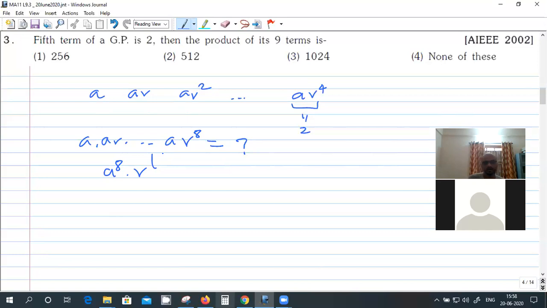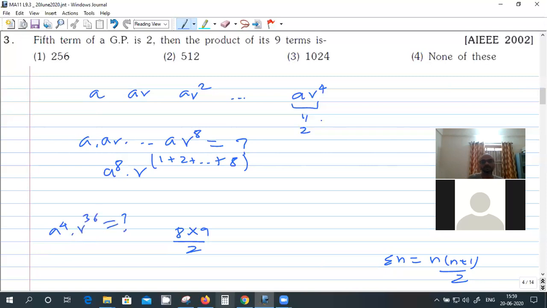You have to add the powers, right? 1 plus 2 plus 3 and so on up to 8, so that is 8 into 9 by 2, that is 8 into n plus 1 by 2, right? Yeah, 36. Okay, that is 36. So A raised to the power 4 into r raised to the power 36 equals what? That's what you have to find out. And this has been given. So how do you find that?